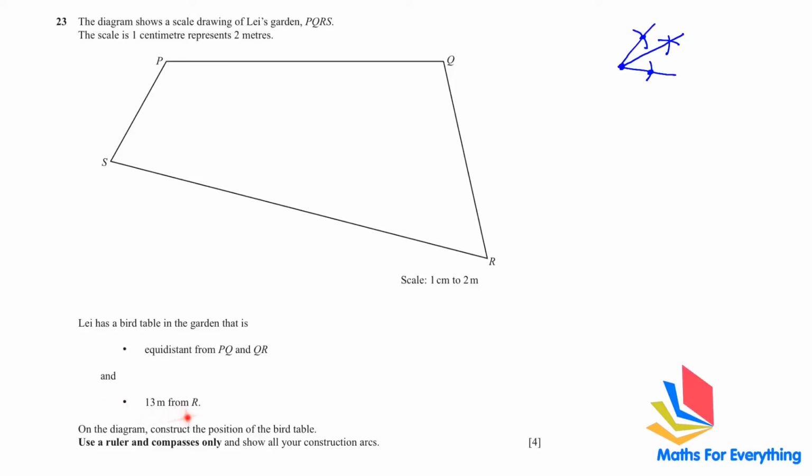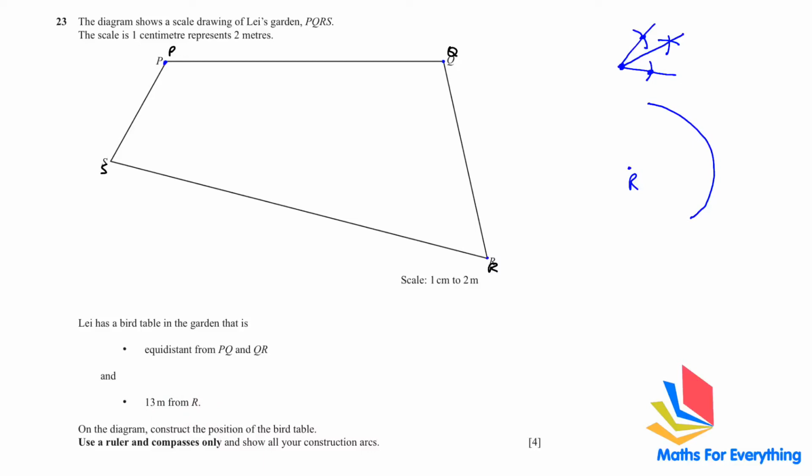And 13 meters from R. R is a point. If you want equidistant from a point, it means that it will be like a circle. So you will make an arc like this from R. The position of the bird table is 13 meters from R.